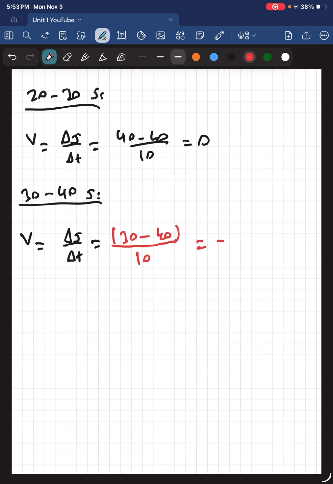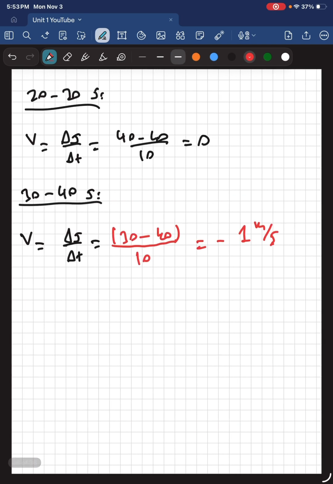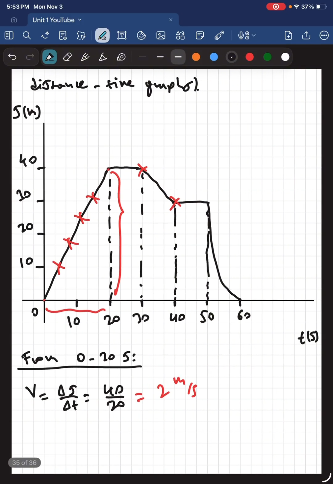So the speed there is minus 1 meter per second. But minus only means that the object changed direction. So it's like a car moves from 0 to 40 meters, it stops, it waits for 10 seconds, and then it reverses and goes backwards to 30 meters. This is what's going on. Then from 40 to 50, I don't need to try hard to convince you that the velocity is 0. I'm not going to do anything because it's a flat line.